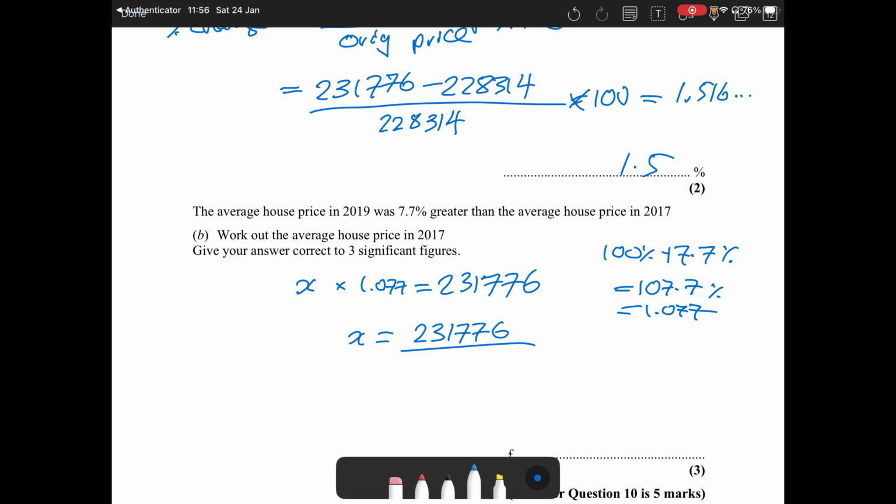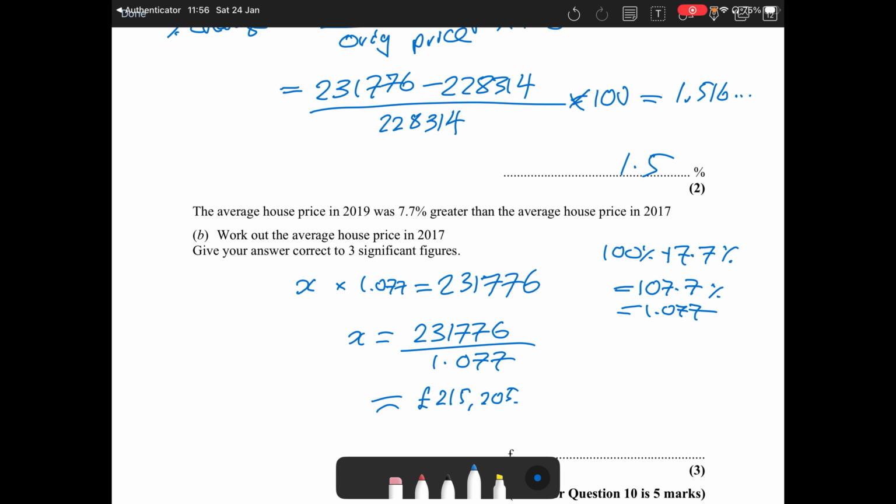Now, a mental thing I always think about when I'm solving these is, remember, with reverse percentages, the price has gone up, right? So we're expecting a value less than 231,776. If you're getting a number bigger than that, that's a massive red flag. Go back. Did you accidentally multiply by 1.077 instead of dividing? It happens to all of us, okay? But having these sort of mental checks in the middle of an exam is only going to help your chance of getting that top grade, all right?